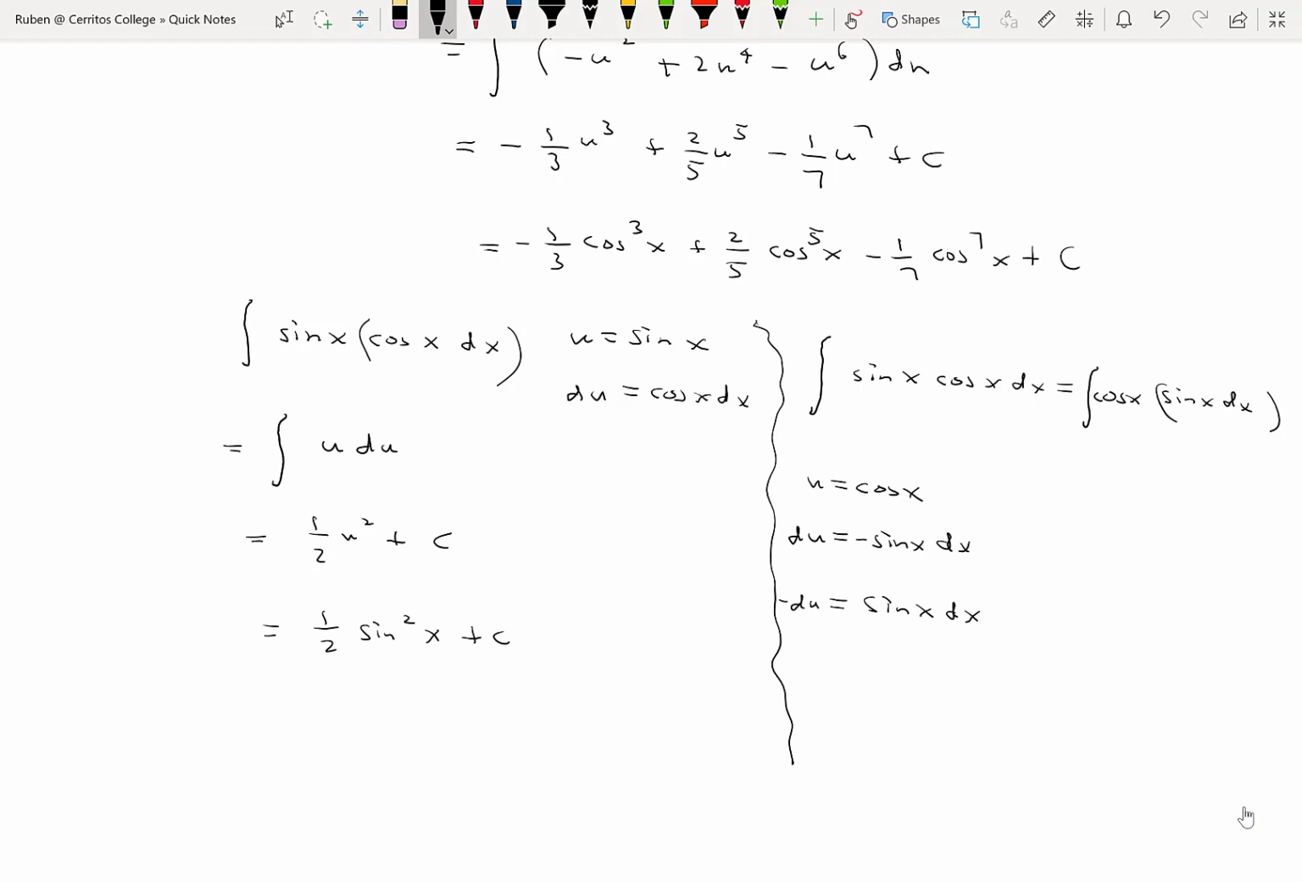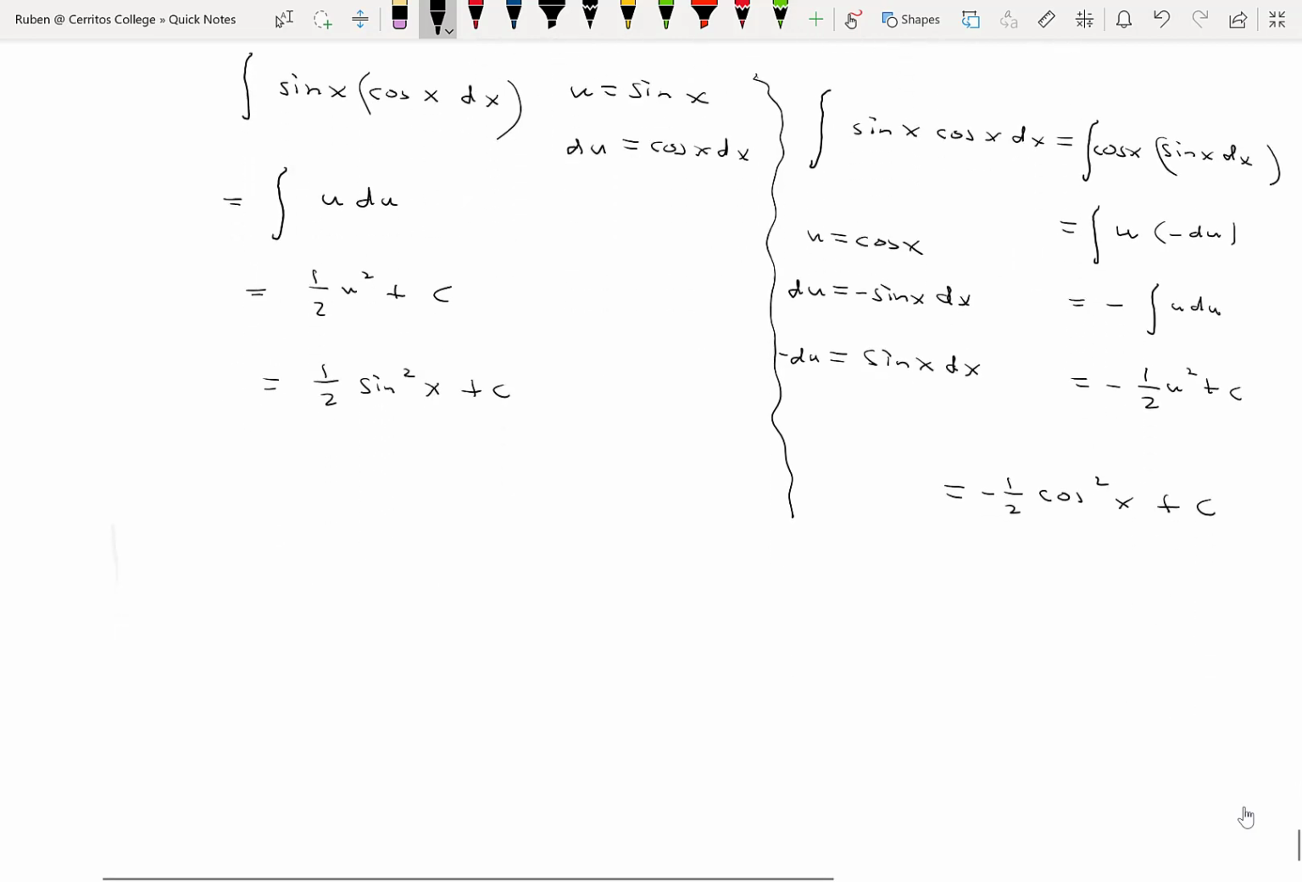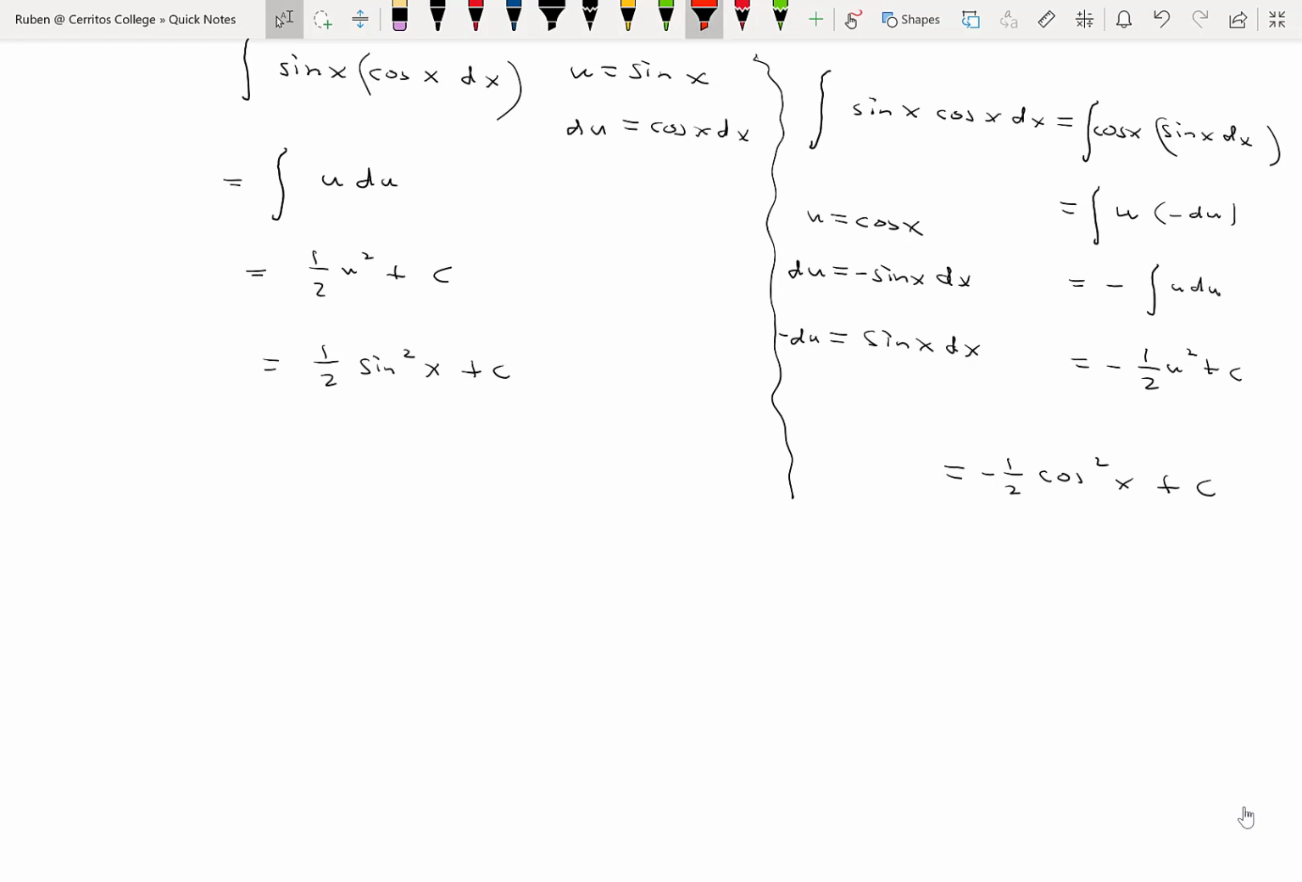So if u equals cosine, du equals negative sine. So sine of x dx equals negative du. Our integral becomes u, which is cosine this time, times sine of x dx, which is negative du. And you get negative 1/2 u squared, where u is cosine, so negative 1/2 cosine squared x plus a constant. And we get an answer, but it looks different. What's going on?